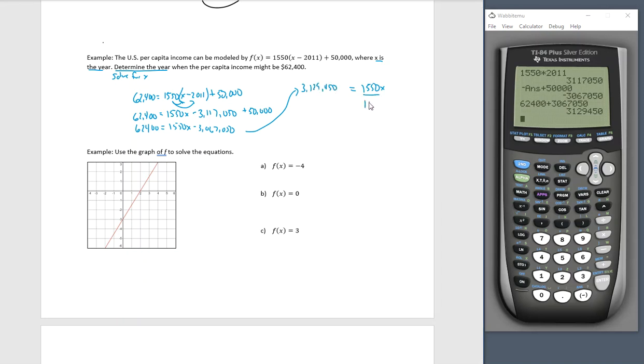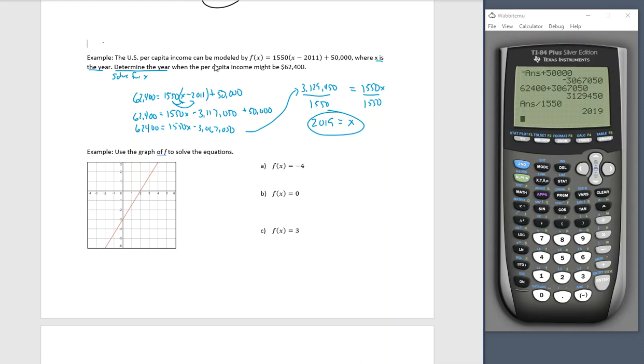3,129,450. And these are huge numbers, the 3 million, repeatedly. That's the reason why we generally scale back our years. If we divide this answer by 1550, the year is 2019. With those huge numbers, it's easy to lose track of what it is that we're doing. Let's go back and see.